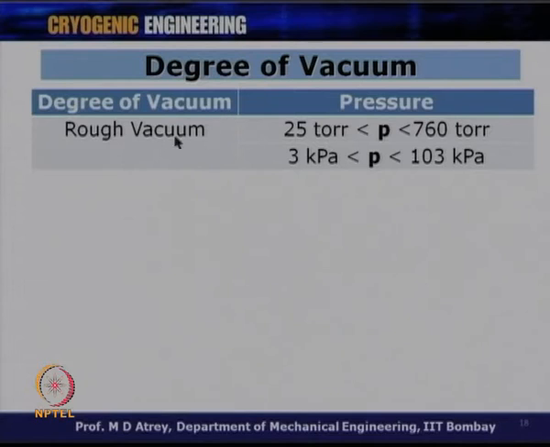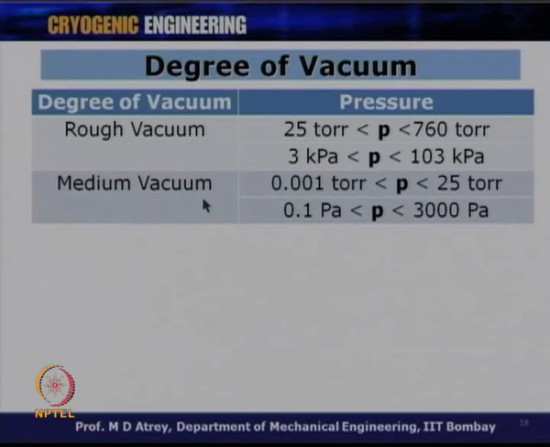The first degree of vacuum is normally called rough vacuum. In most industrial applications, we have rough vacuum, wherein the pressure is between 760 torr, which is approximately 1 atmosphere, and 25 torr. So, when the pressure is between 25 torr and 760 torr, we have rough vacuum, or in kPa, between 3 kPa and 103 kPa.